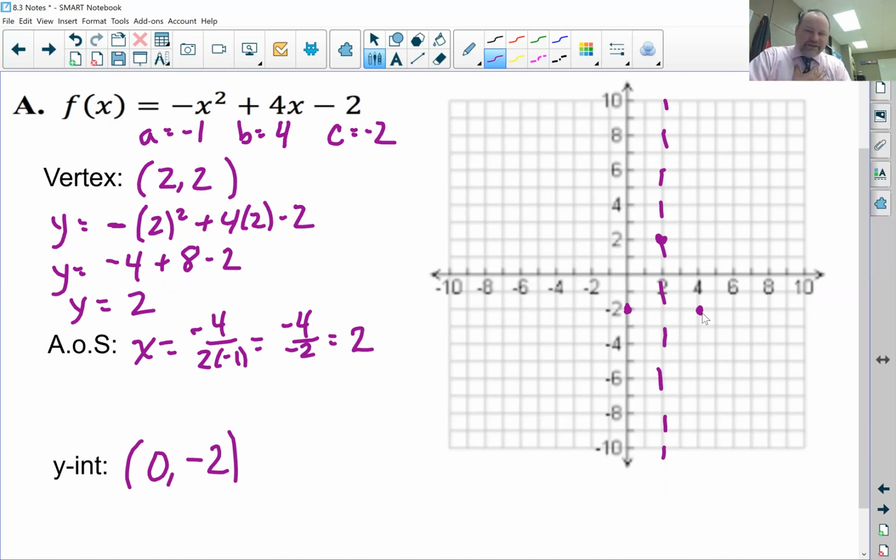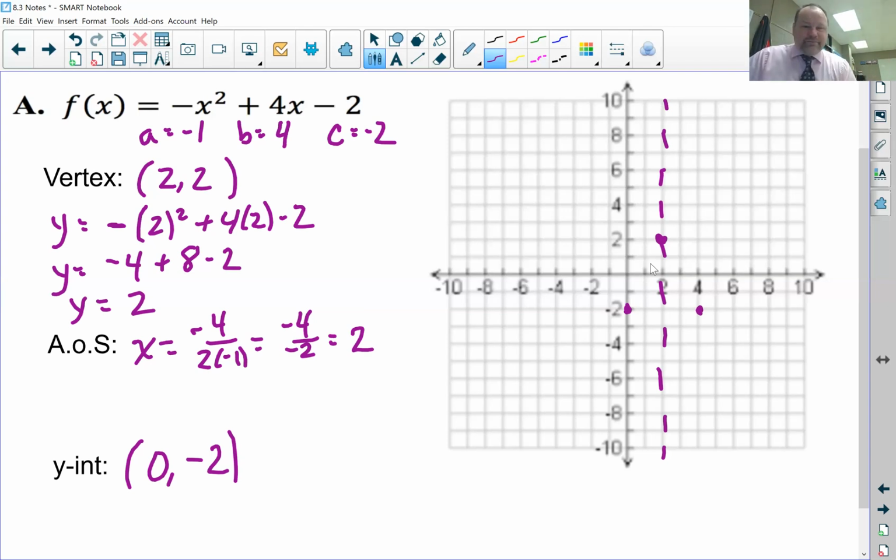Again, I like to have at least one more value. One of the things you could do is put that equation into your calculator, into the y equals screen if you have a graphing calculator, and look at a table. You could also just pick a value. Like you could say, I'm going to use 1, plug 1 in for x, see what you get for y, and then use the symmetry that way as well.